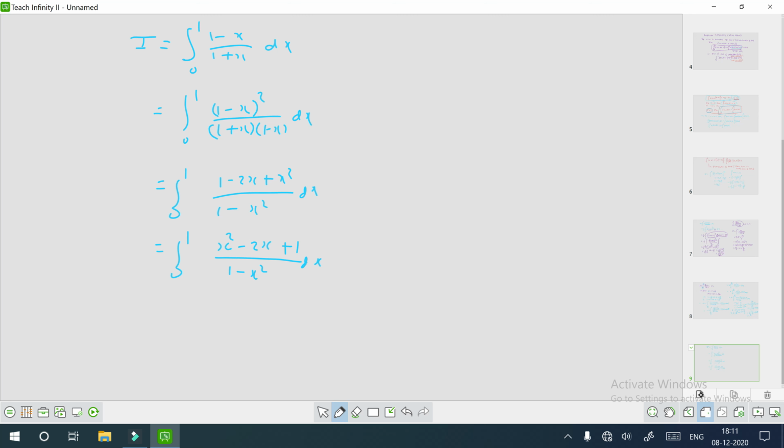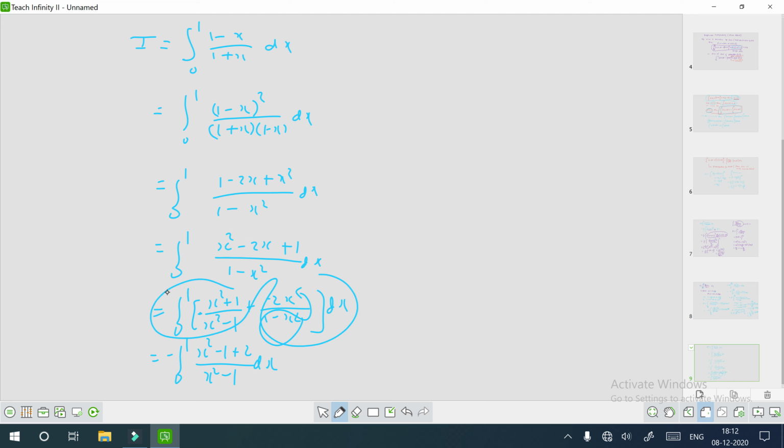Now, that is equal to integral 0 to 1 of (x square plus 1) over (x square minus 1), with a minus sign. Here put the minus sign, then the minus sign is taken there, minus 2x over (1 minus x square) dx. Now see here, the derivative is given in the numerator, that can be solvable. Here, how to solve this one? Minus integral 0 to 1 of (x square minus 1 plus 2) over (x square minus 1) dx. Now this is very easy to solve with the help of this one.